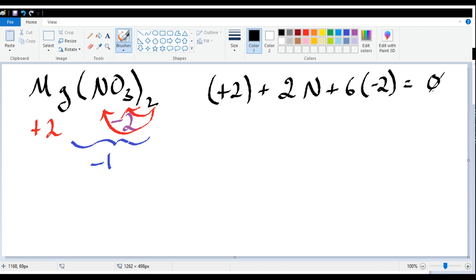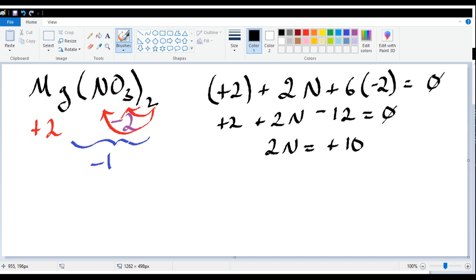So positive 2 plus our 2 nitrogens minus 12 is equal to 0. 2 nitrogens is equal to positive 10. Nitrogen equals positive 5. So that is one way to do this.